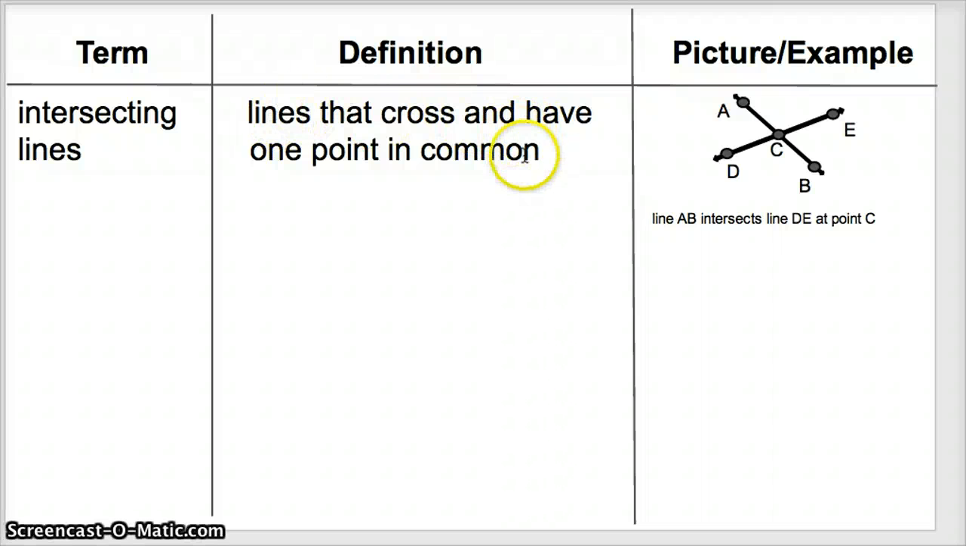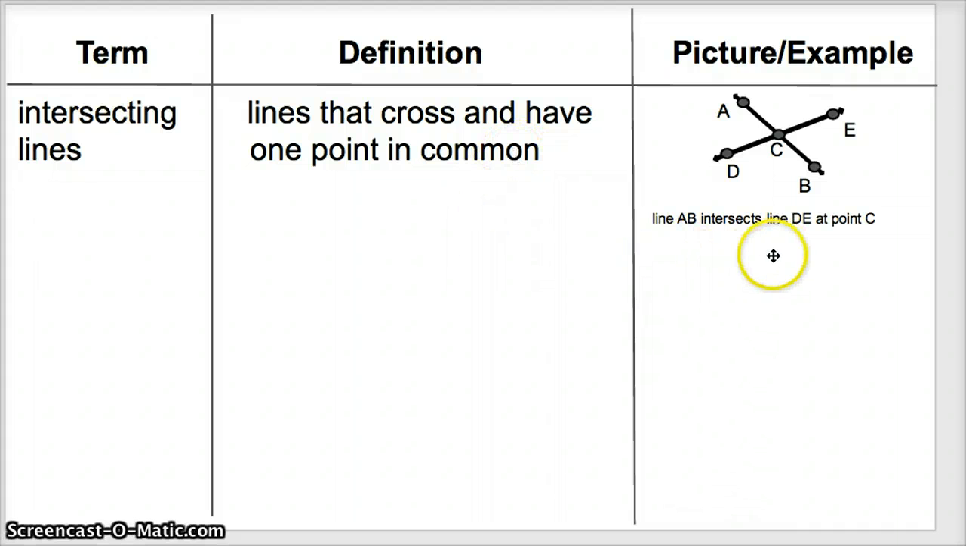So this is intersecting lines, the next term, and that is lines that cross and have one point in common. So in this picture you see line AB, or you could also say ACB, intersects line DE, or you could say DCE. You could also say line AB intersects line DE at point C. So C is the point that they have in common, because that is where they intersect.